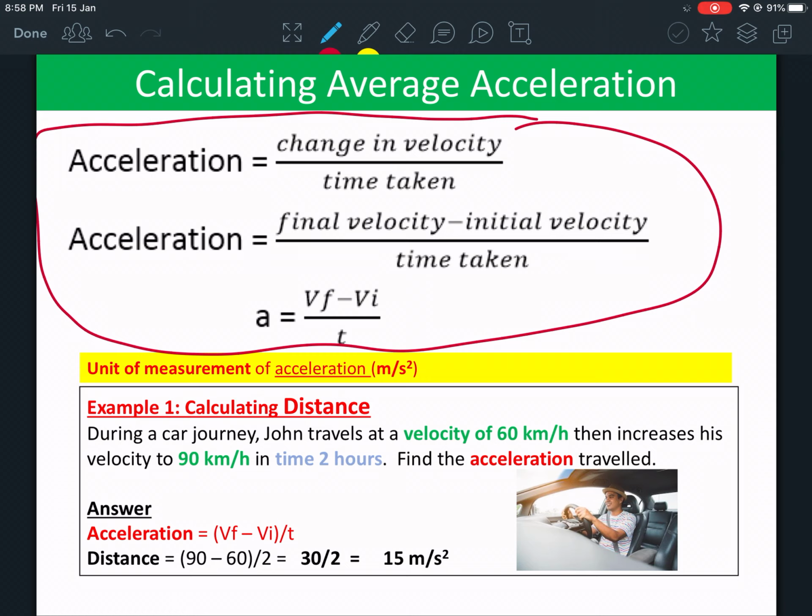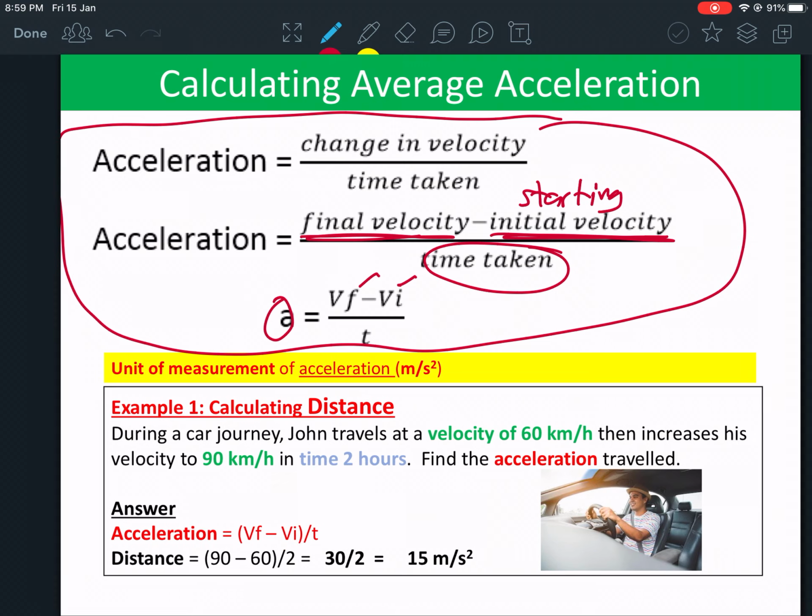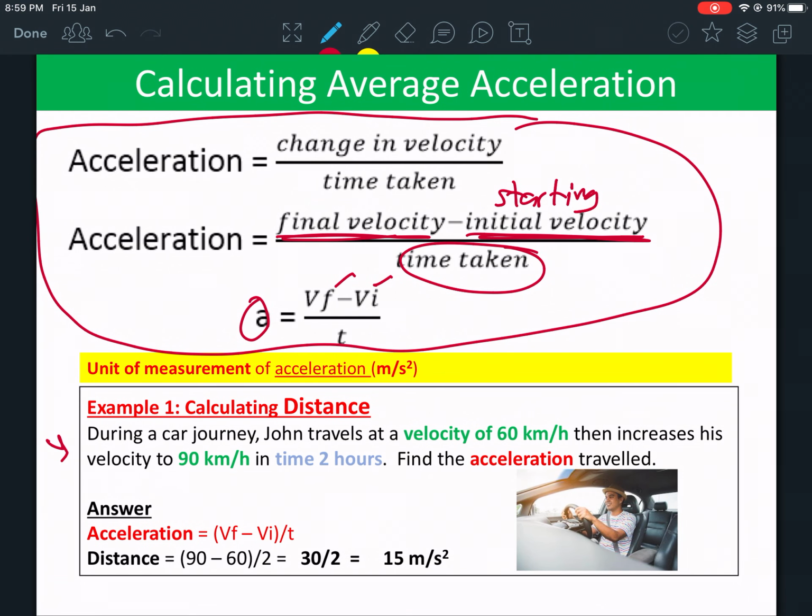So acceleration is equal to final velocity minus initial velocity, initial meaning starting, divided by the time taken. You can write it this way: a, which is acceleration, v, which stands for velocity, vf minus vi, divided by t. F means final, i means initial. Initial again is starting. So let's look at this example, which will make everything more clear for you.